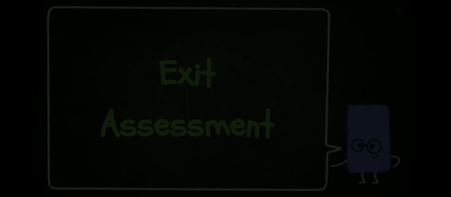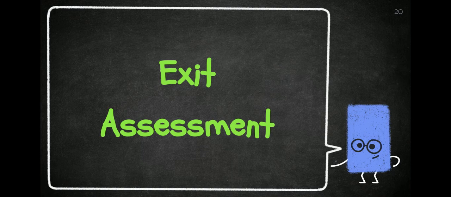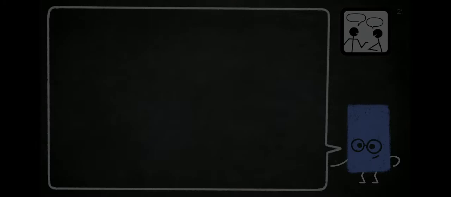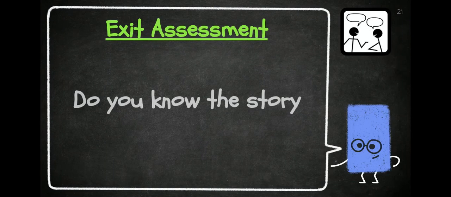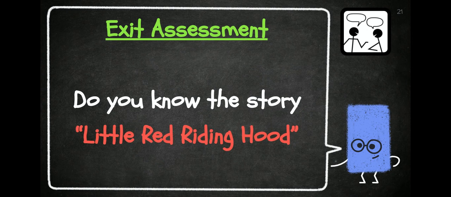Alright, let's continue. Now it's time for the exit assessment. For this exit assessment, let's start by discussing, do you know the story Little Red Riding Hood? Anyone? Pause the video to have a small discussion about what your students know about Little Red Riding Hood based on the title alone. When you're ready, unpause the video to continue with the lesson.